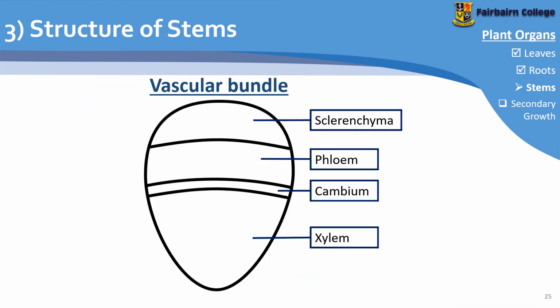So here we just have a simplified example of a vascular bundle with the labels and the different layers that we find there. So make sure you know the order of the labels: xylem, the innermost layer, then the cambium, then the phloem, and then the sclerenchyma cap.